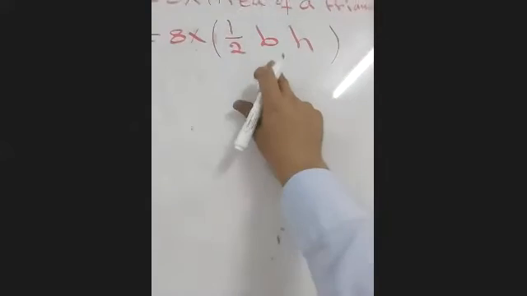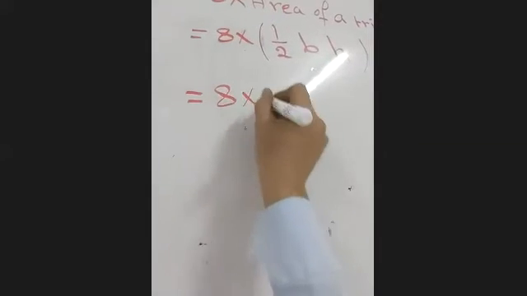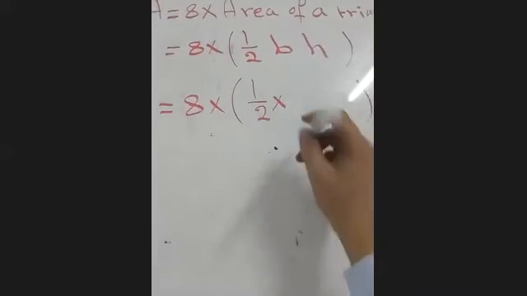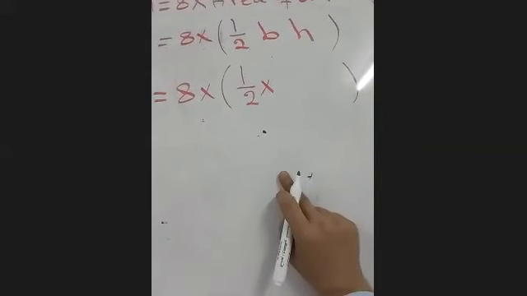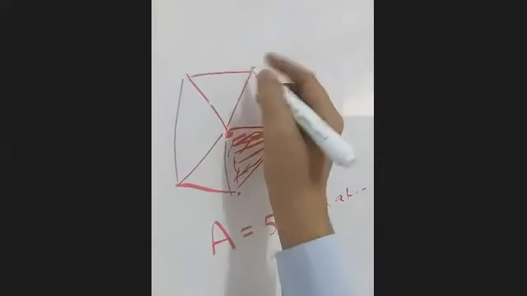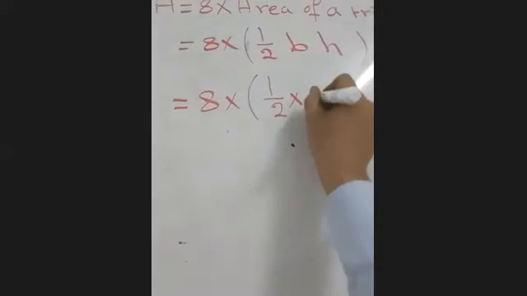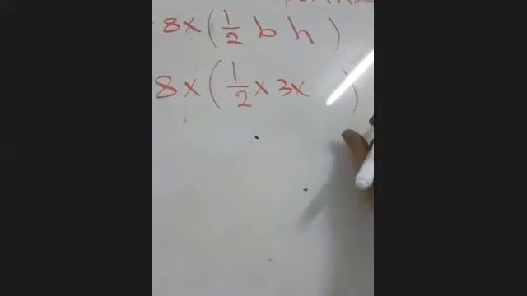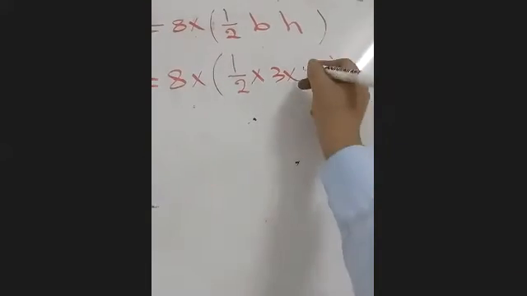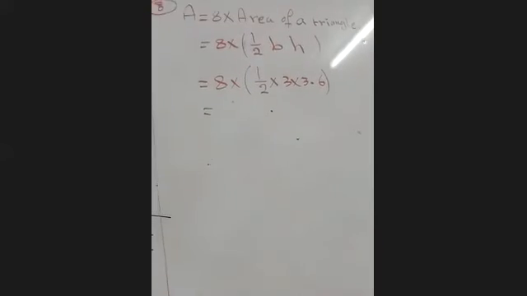Now let's replace the base and the height by their numbers in the question. Half multiply the base. The base is the side length, 3 feet. And the height given in the question is 3.6. Now we calculate these numbers.